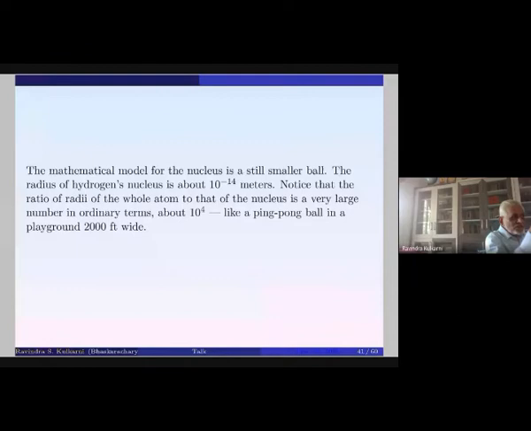So this is the nucleus. And the model is that in the nucleus, there are protons and neutrons, and around them the electrons move.